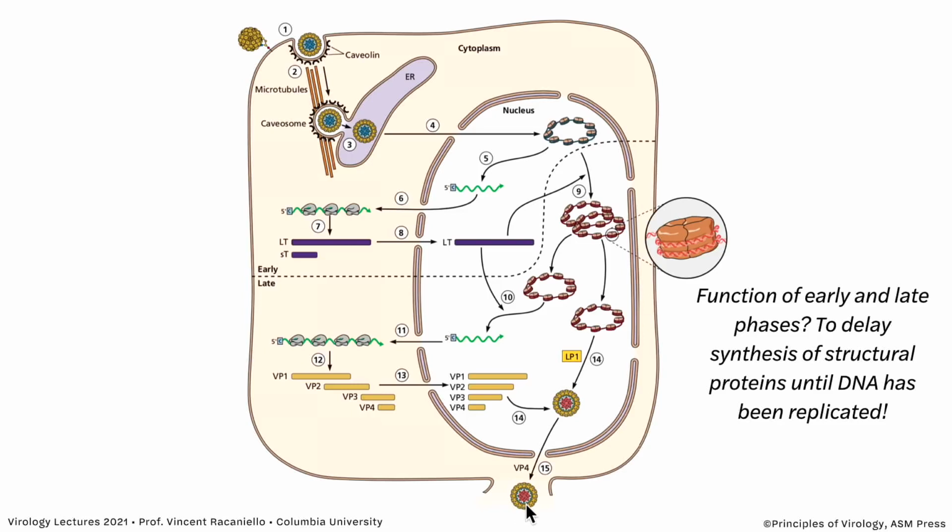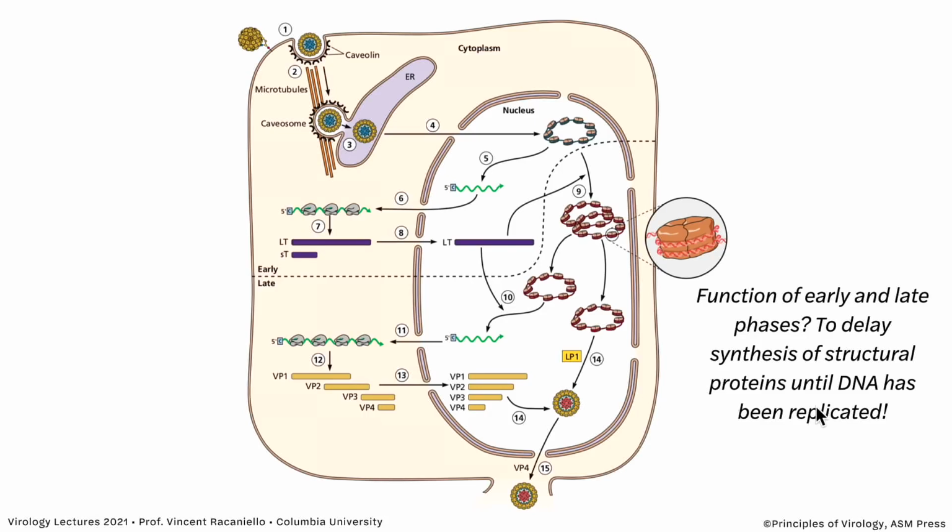So this is a simple example of a temporal regulation, early and late. And what's the function of early and late phases? To delay the synthesis of structural proteins until DNA has been replicated. You can modify genomes to get rid of this temporal regulation very easily. And what you do is you make capsid proteins early and they're empty. And you make lots of empty capsid and you can't get the DNA in it when it's finally made later. So that's a waste.